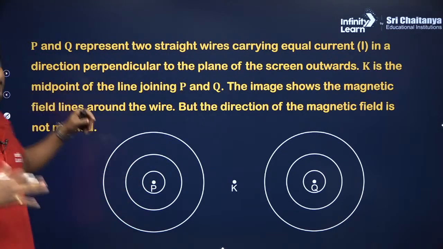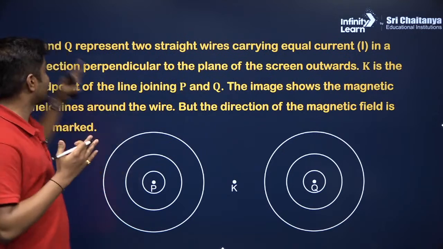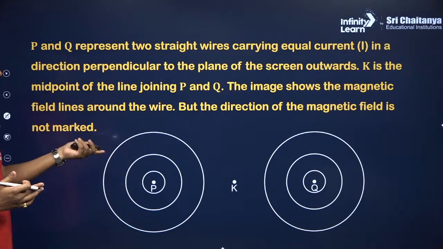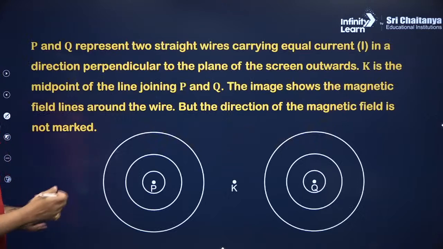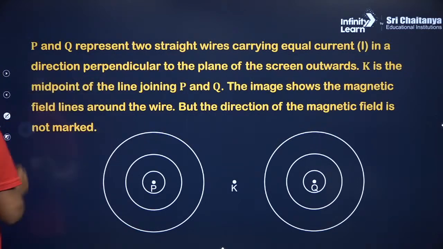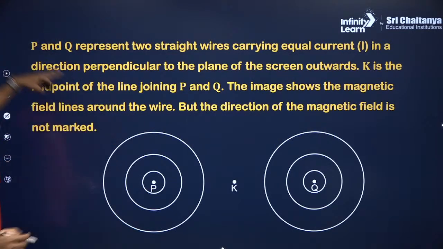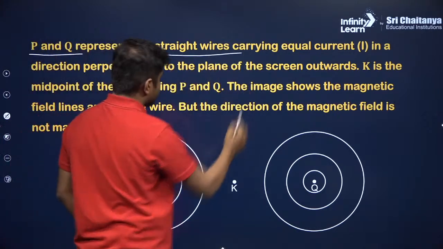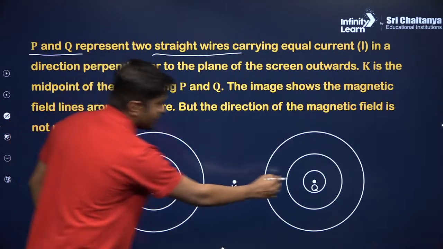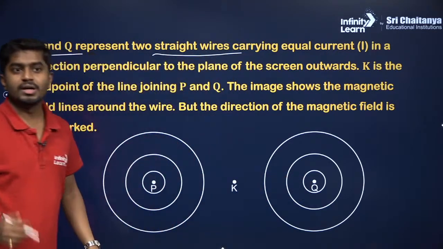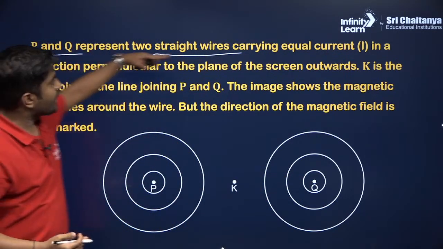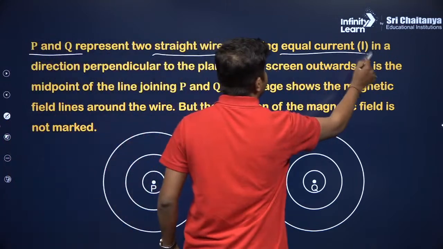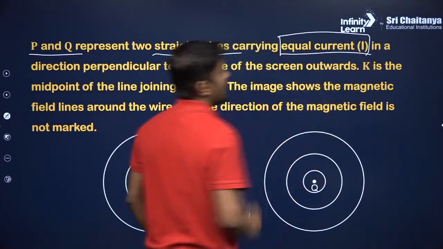So now, how to solve this section D type questions. So let's understand first. Read the paragraph. So there are two wires, P and Q. These are straight wires. So here at the center, can you see this P and Q? These are the two straight wires. They are carrying equal current.